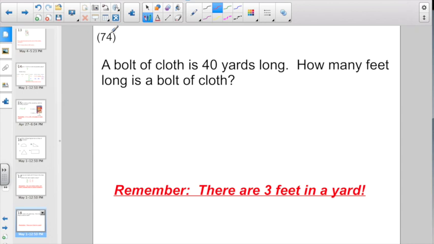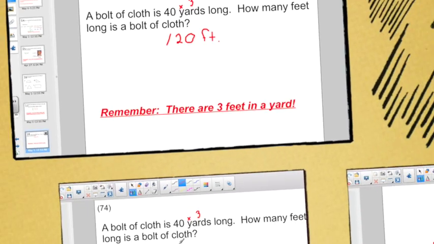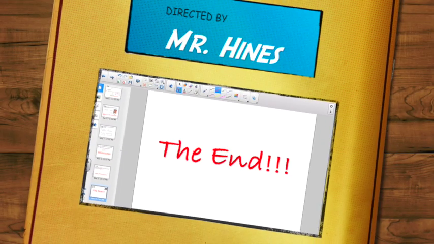One coming at us from lesson 74 that states, a bolt of cloth is 40 yards long. How many feet long is a bolt of cloth? And they want you to remember there's 3 feet in a yard. So you got to think of this as 40 groups of 3. 40 times 3. Well, 40 times 3 would be 120 feet.